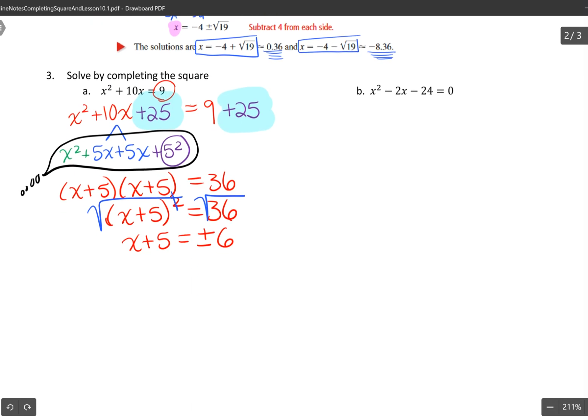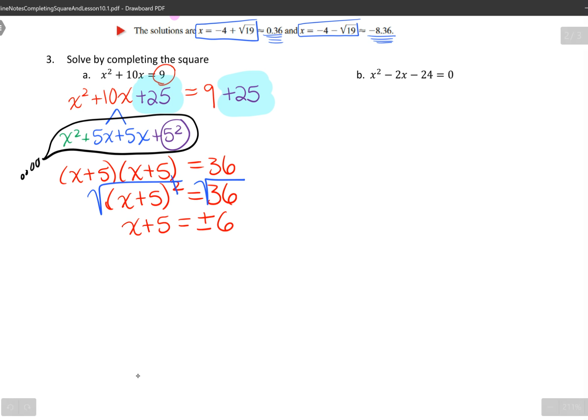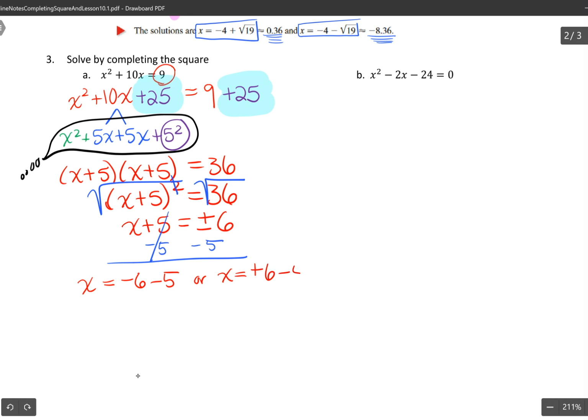Okay, and so then when I have plus or minus 6, now I'm going to have to add 5 to both sides. Now, when I add 5 to both sides, subtract 5. So subtract 5, subtract 5. Well, I can't combine the positive and negative 6 with the 5, so I'm going to break it up and do 2 separate. So x equals negative 6 minus 5, or x equals the positive 6 minus 5. So I do it 2 separate because it does represent 2 separate answers. So x equals negative 11, or x equals 1. And there we have our 2 answers.